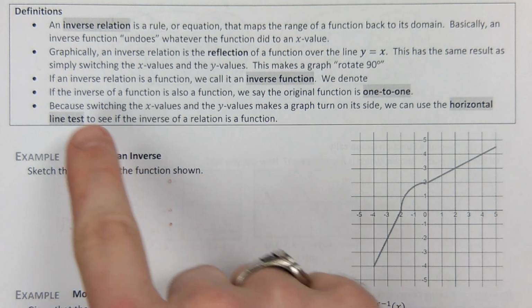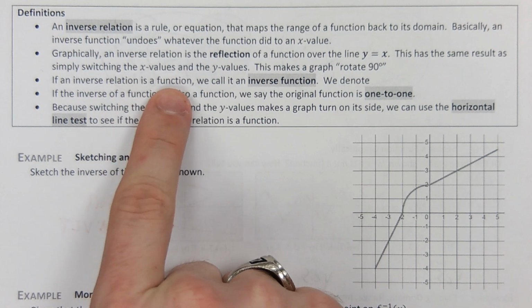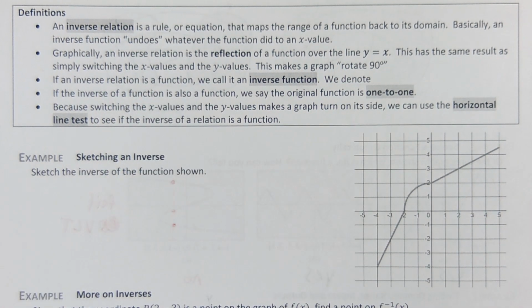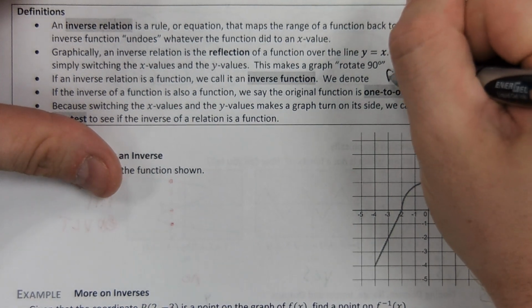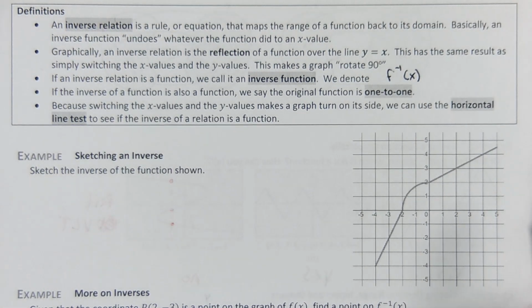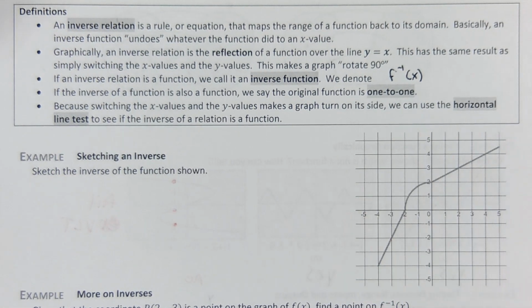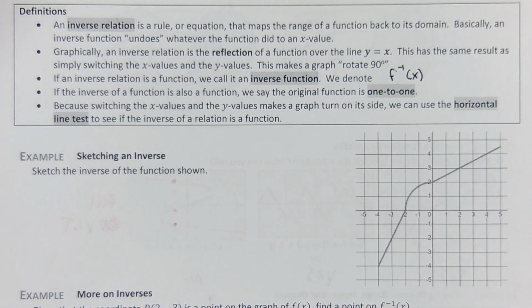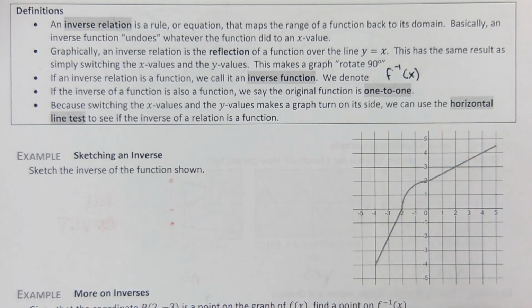However, if the inverse of a relation is a function, we call it the inverse function instead of saying inverse relation. Inverse function is denoted like this, and we read that as f inverse of x. That's not an exponent. I know it kind of looks like it. It's not. And if you say f to the negative 1, I'm going to correct you. I'm going to say, oh, you mean f inverse of x.